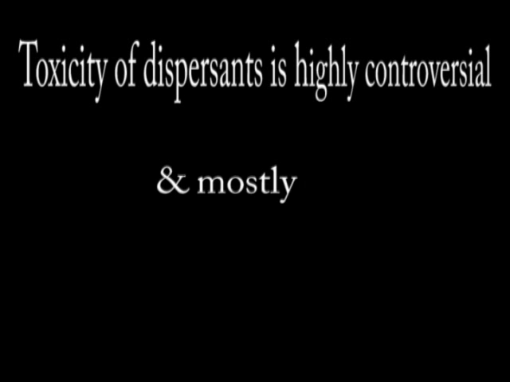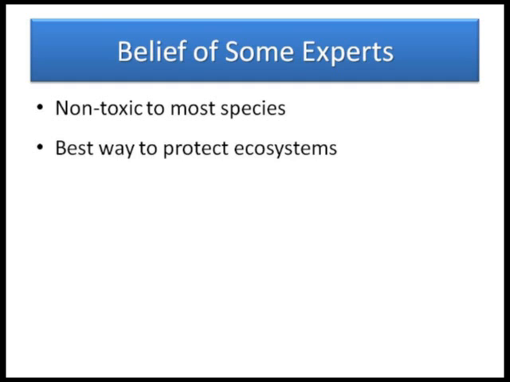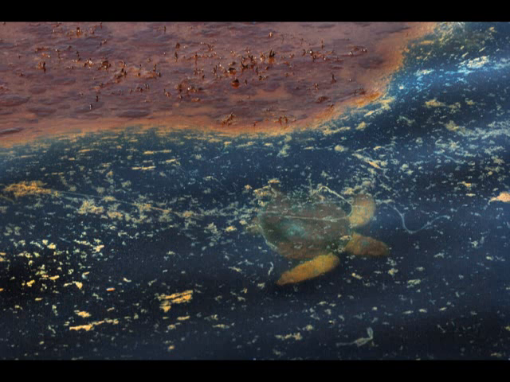Although dispersants are effective in oil degradation, the environmental effects have been highly debated. First off, it has been stated by many that dispersants are non-toxic to most species, and that dispersing oil will only have a more positive effect on ecosystems. Some believe dispersants cover up the obvious effects of a spill by reducing the amount of oil that gets to shore, but leads to further problems of the ecosystems out at sea that encounter the dispersed oil.